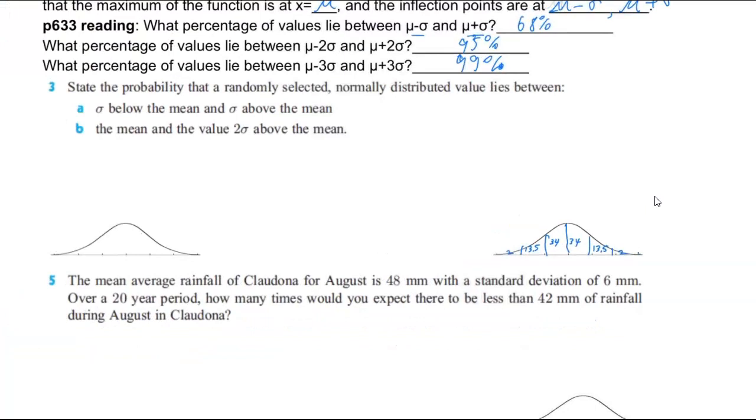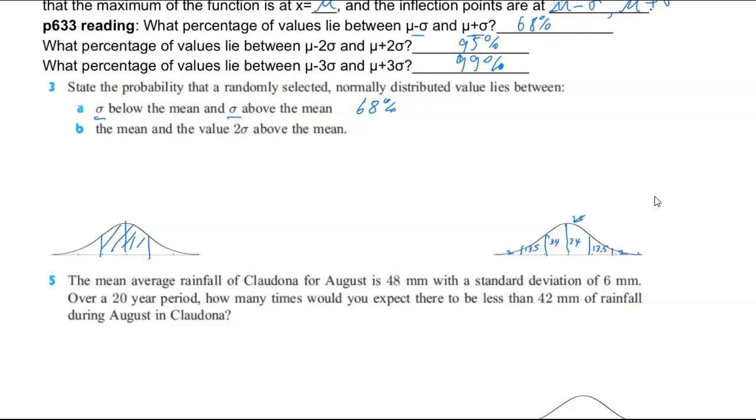So it says, and we don't even need to use a calculator, state the probability that a randomly selected normally distributed value lies between sigma below the mean and sigma above the mean. So sigma below the mean and sigma above the mean would be from here to here, right? And so this would be the middle 68% section. So we don't even need to look at this diagram. We know that the middle 2 sections are 68%. So we'll put 68%.